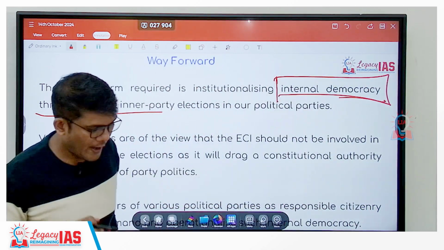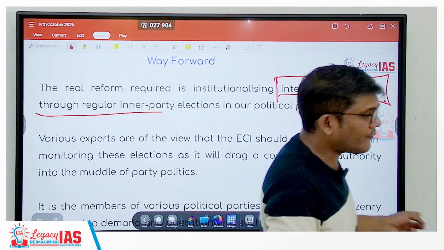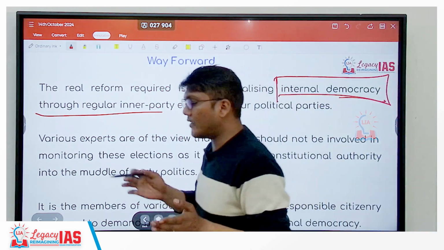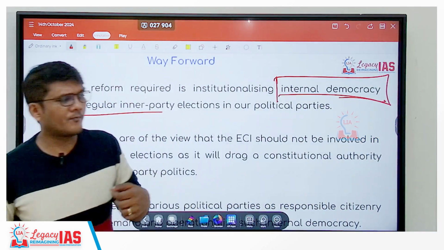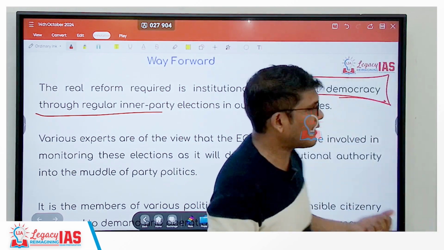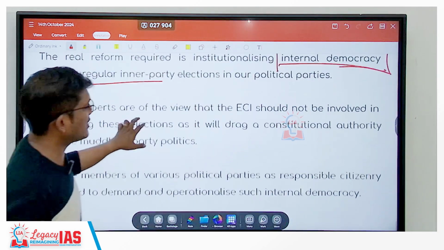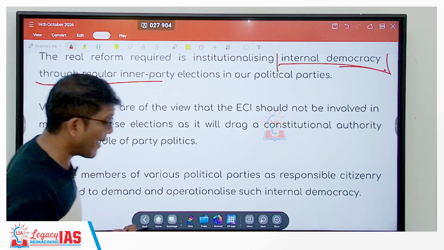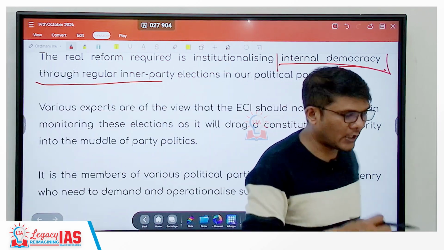That is going to help the system, and because of that maybe the split itself will become more rare, meaning less frequent, and even if it happens there will be more criteria for the ECI to decide which political party should actually get the symbol.